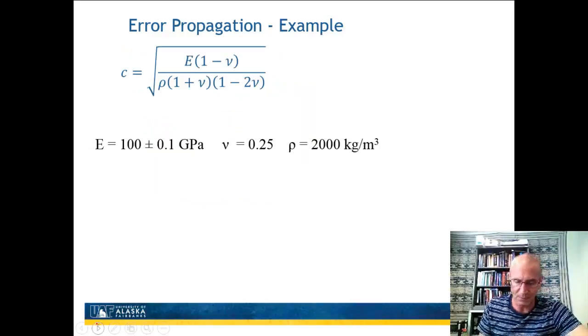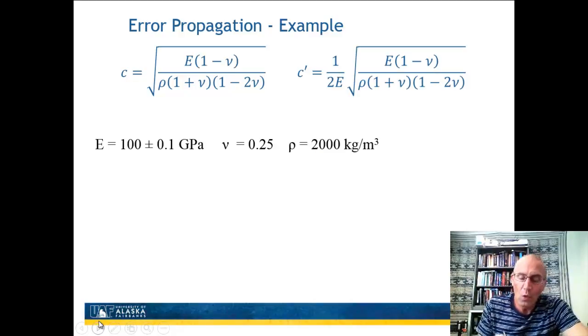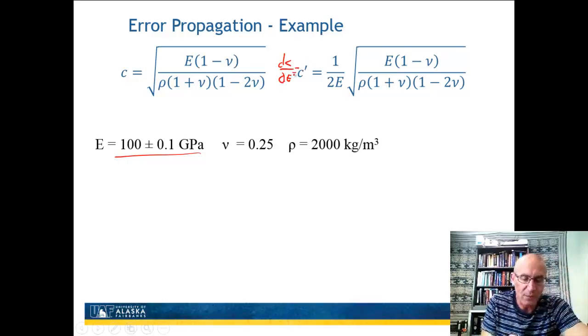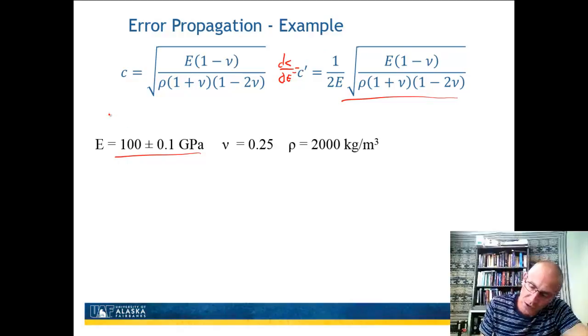So let's look at a more complicated example. Here's the problem I've got. I want to find the uncertainty in the speed of sound, and I've got some material where I know the Young's modulus is 100 plus or minus 0.1 gigapascals. I've got a Poisson's ratio and a density right there. We'll assume that the only uncertainty is in E right now. Now I want to take the derivative of C with respect to E, so this is dC/dE. I've computed it for you here. You might want to verify that it's this right over here, where I've got this 1 over 2E term.